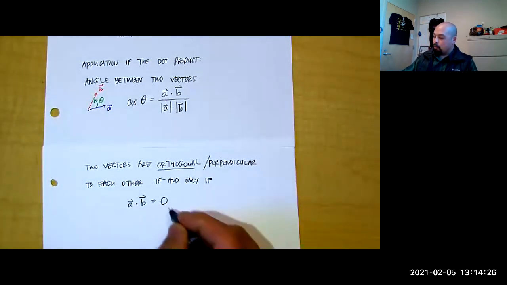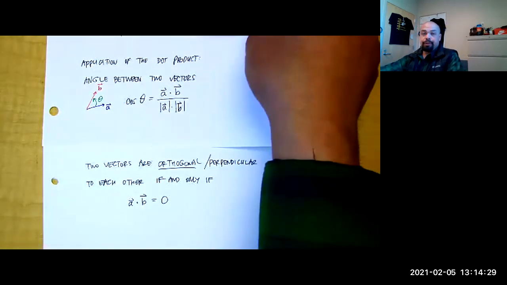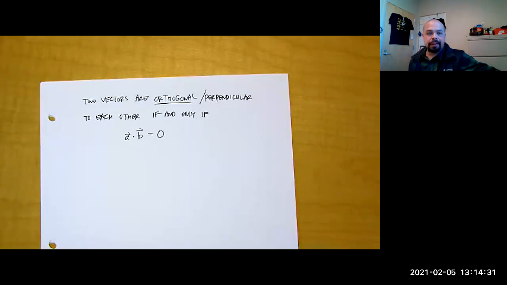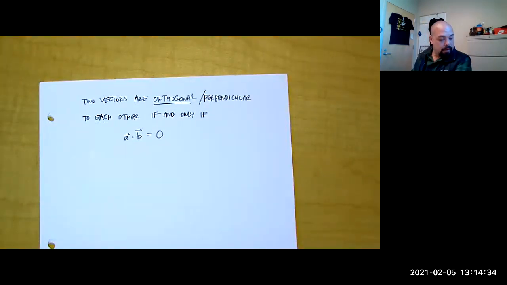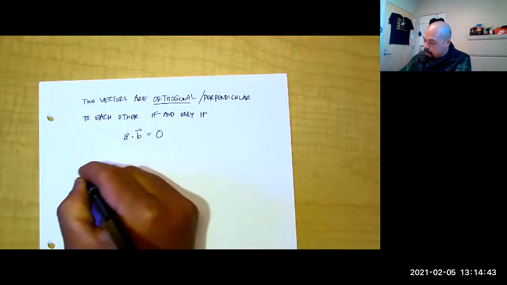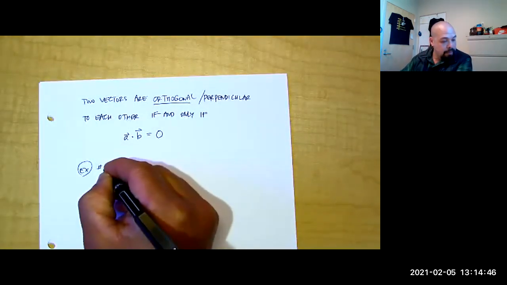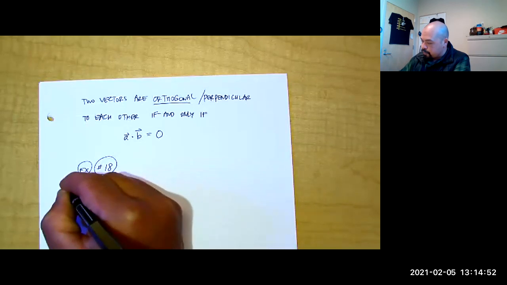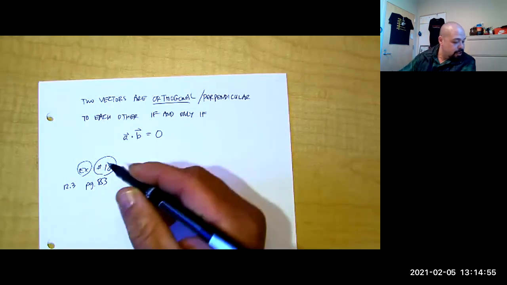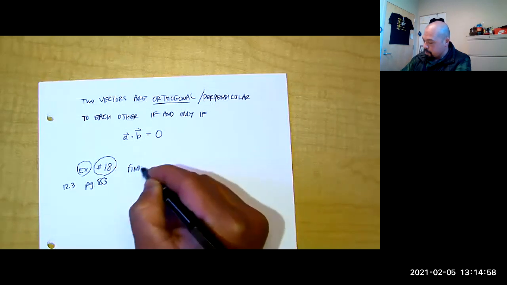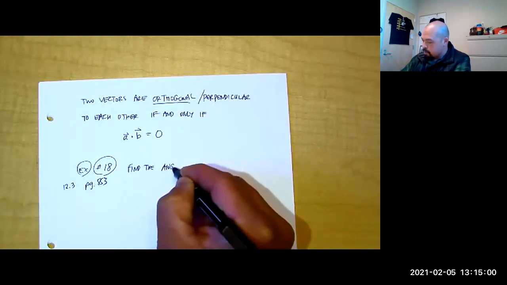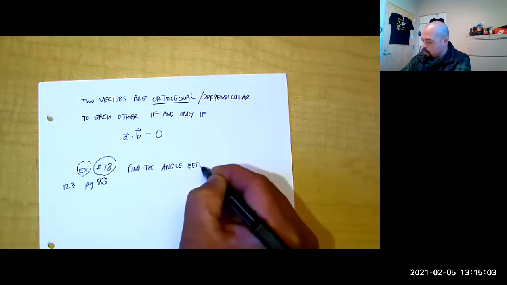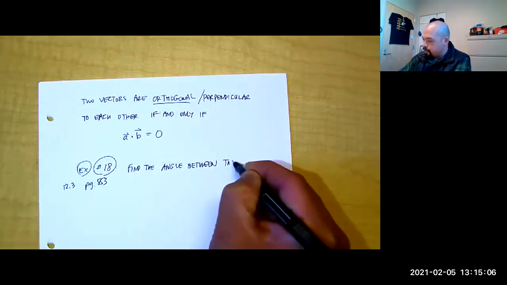Okay? All right. So then we start to go through, right? That's a little bit of a recap, a little bit of a review. Let's borrow some of these problems here. Let's look at an example from our text. Let's look at problem number, let's say 18. This is on page 853 from section 12.3. Our directions: find the angle between the two vectors.